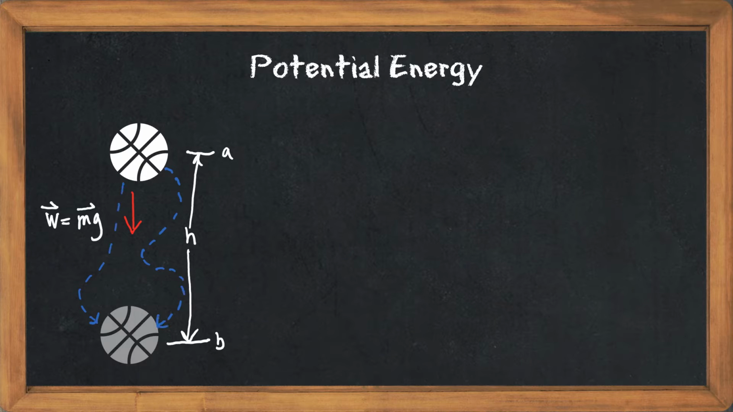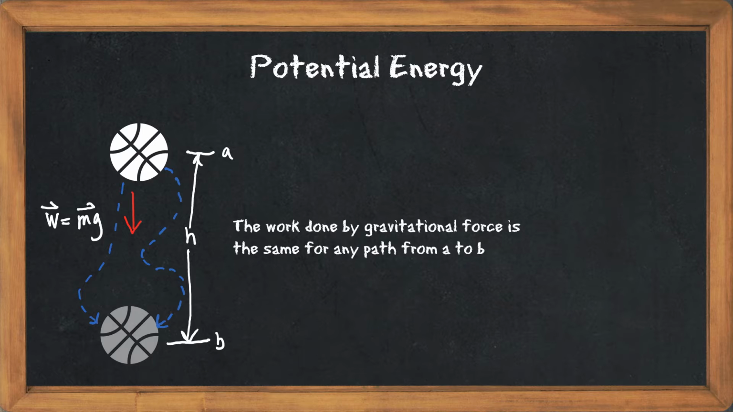Regardless of the path from A to B, the work done by gravity is the same. The work done by gravity is the difference between the potential energy at point A minus the potential energy at point B, or we can say that it is the negative of the change in potential energy, which is also equal to mass times gravity times height.